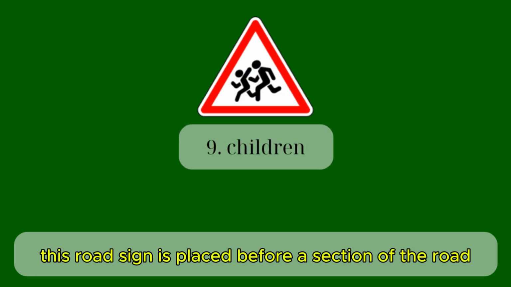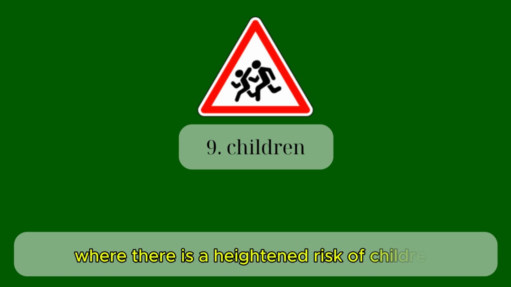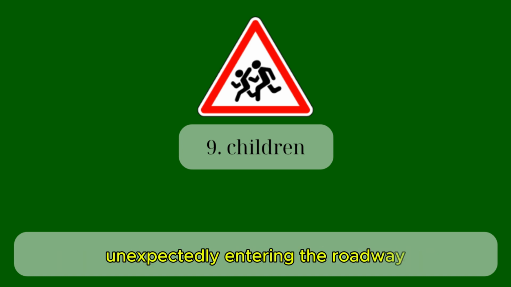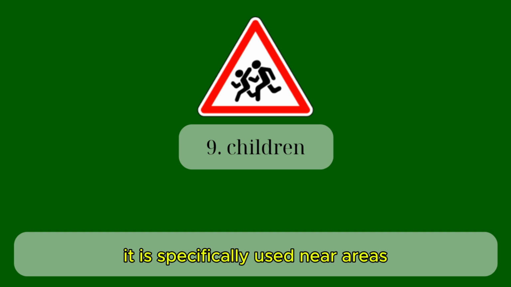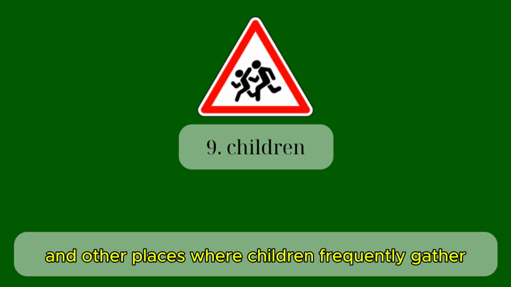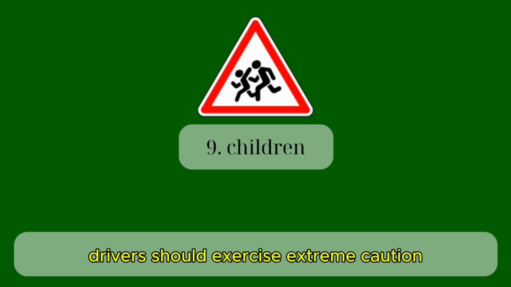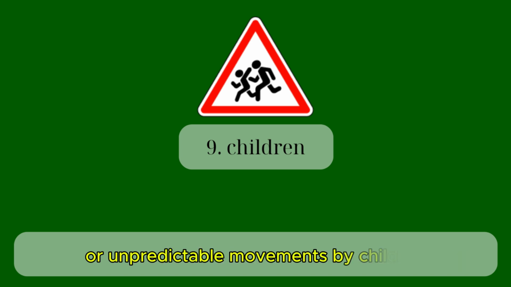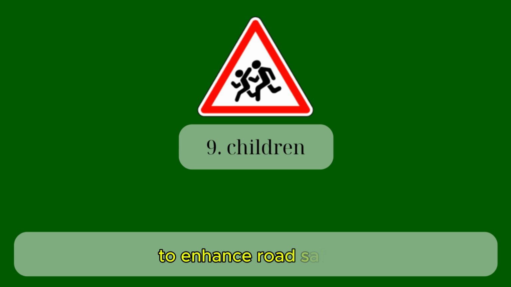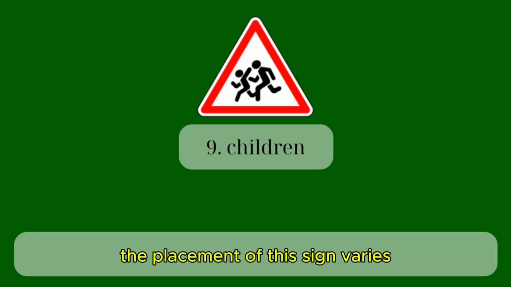This road sign is placed before a section of the road where there is a heightened risk of children unexpectedly entering the roadway. It is specifically used near areas directly adjacent to facilities such as kindergartens, schools, children's camps, health resorts, and other places where children frequently gather. Drivers should exercise extreme caution, reduce their speed, and remain alert for any sudden or unpredictable movements by children. To enhance road safety, the placement of this sign varies depending on the location.